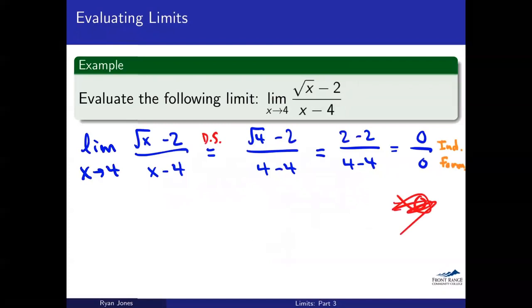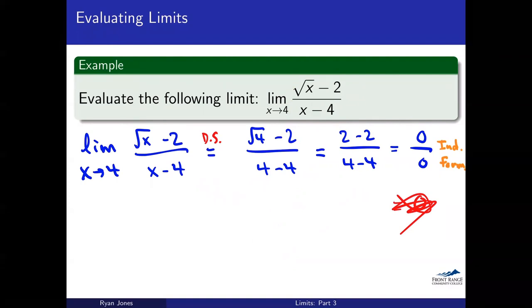So here, the question is, well, what the heck do I do? I've got this function here that gives me an indeterminate form, so I have to do something to it in order to rewrite it so that a direct substitution works. And this is not obvious at all. I wouldn't expect anybody to look at this and know exactly what to do. So I'm just going to go ahead and tell you, or rather show you, what we're going to do.